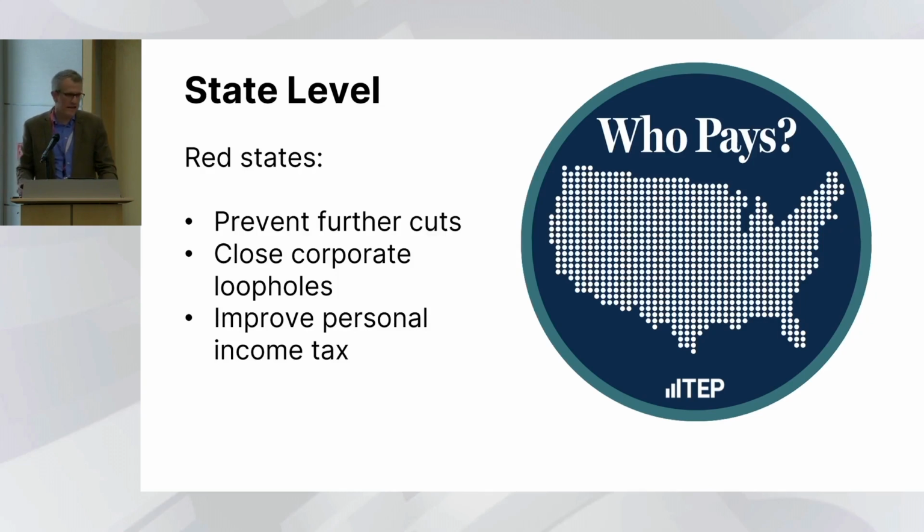The most important thing in red states is preventing more cuts. Every time we see a battle to protect an income tax or protect a corporate tax at the state level, when our allies and partners can win those fights, that's just as important as raising new revenue. It's protecting what we have and preventing things from getting worse, and it's just vitally important. It often gets overlooked in revenue conversations, so I just wanted to lift that up.